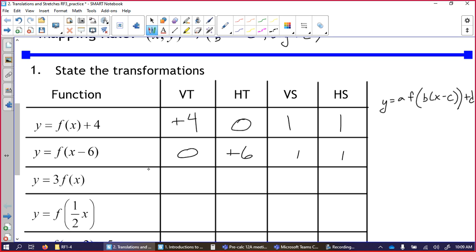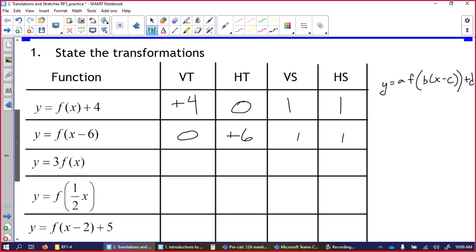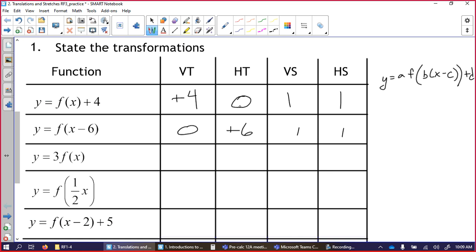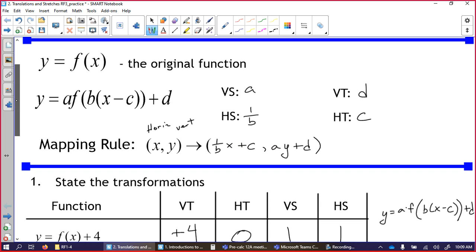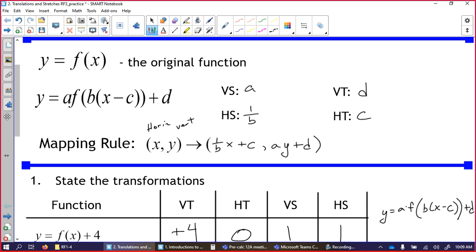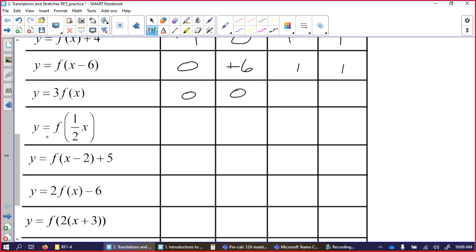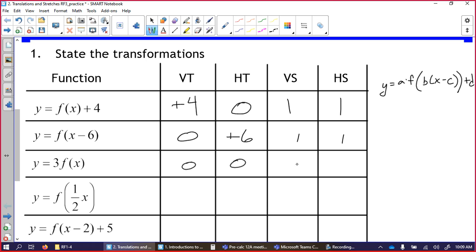I guess technically, if you really wanted, you could only put the ones that are important, but my logic would be to complete the whole table. Now we have a 3 out in front. There's no plus or minus, so those are both 0. The 3 out in front, that's our A, and it boils down to this kind of map. A is a vertical stretch of 3 and a horizontal stretch of 1.